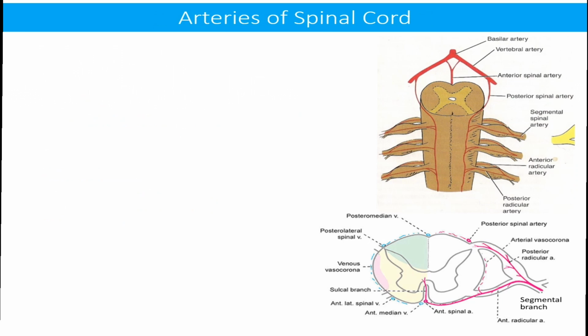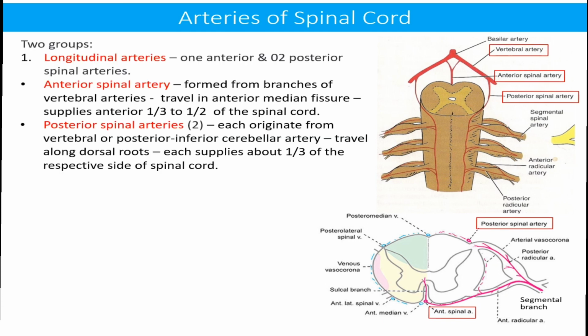Now we come on to the blood supply of the spinal cord. First, the arteries of the spinal cord. There are two main groups. Number one are the longitudinal arteries and number two are smaller arteries. Among the longitudinal arteries, there is one anterior and two posterior spinal arteries. The anterior spinal artery is formed from the branches of vertebral arteries and travels in the anterior median fissure and supplies the anterior one-third to one-half of the spinal cord.